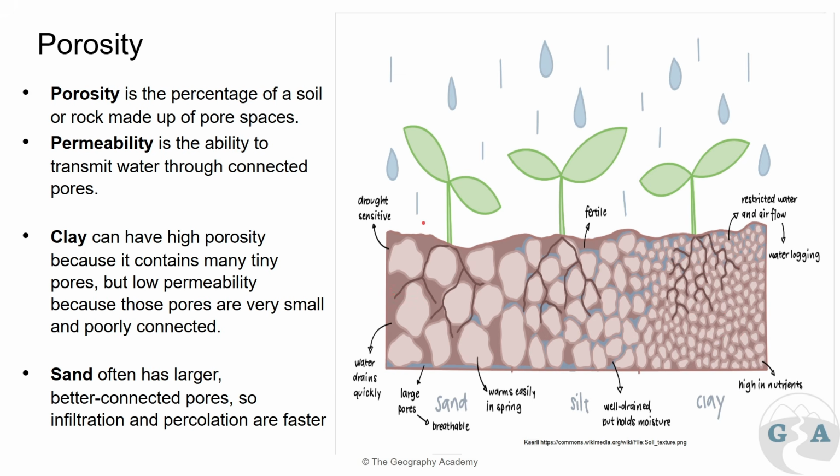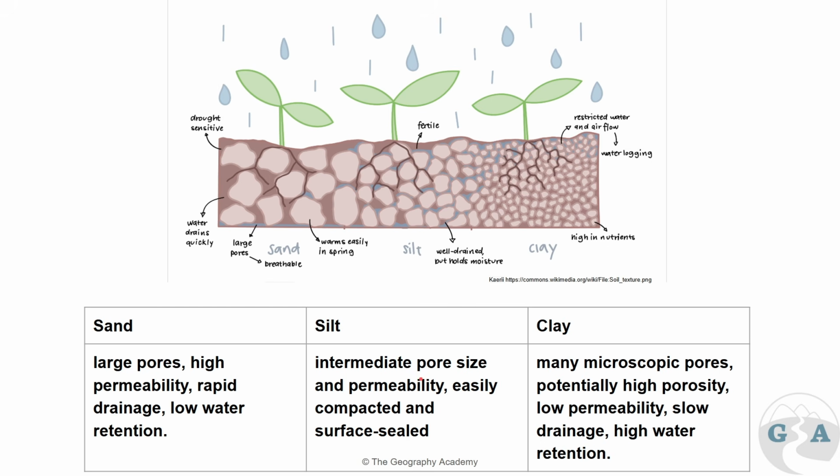Sand has a low amount of pores, but water is able to permeate and move through those pores very easily. This would mean that the top is not very well provided with water, and that a lot of it drains off. So large pores, water drains quickly. Silt is somewhere in between, where it can hold water at different levels and also allows it to move through. So sand: large pores, high permeability, rapid drainage, low water retention.